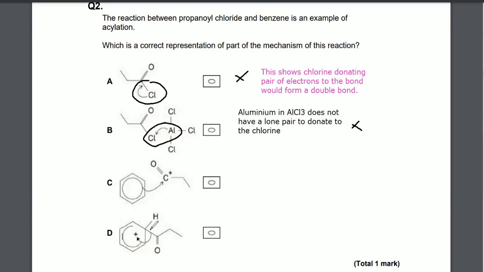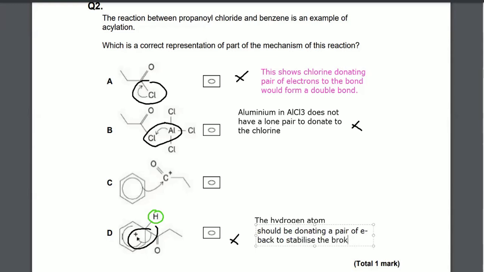If we go down to D here, not giving you any hints at the answer, of course, we can see the bond from the acyl group, next to the carbonyl bond, being donated to stabilize the benzene ring. Actually, what happens during substitution onto the benzene ring is that one of the hydrogen atoms attached to a carbon atom on the benzene ring donates its pair of electrons from its bond back to restabilize the broken ring, or the horseshoe shape. And there we go. Those 3 answers are all incorrect. And of course, the correct one is C.